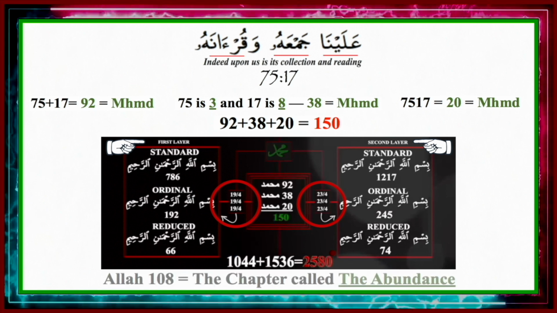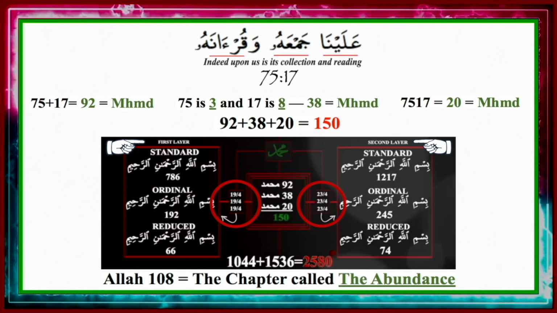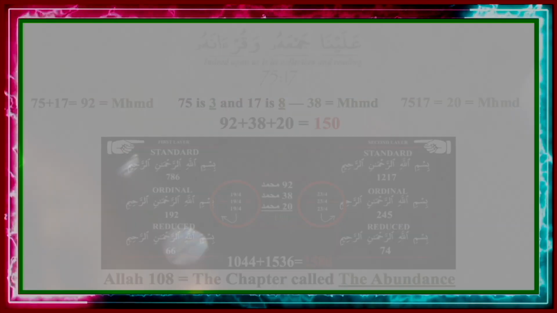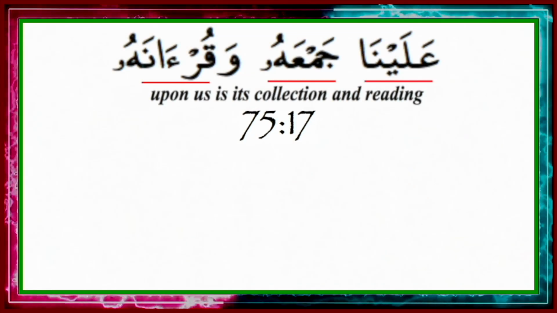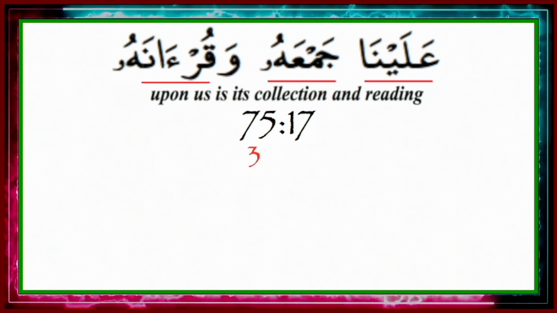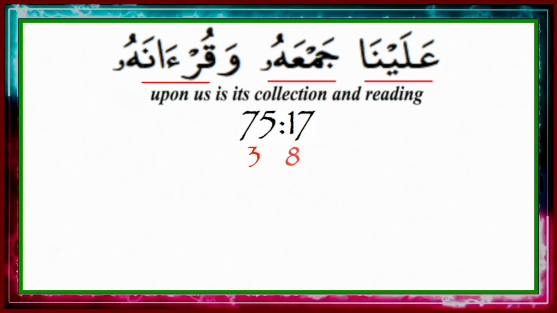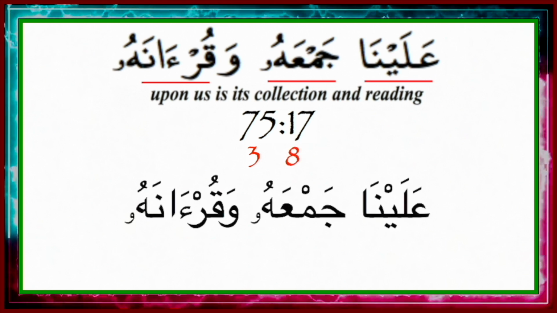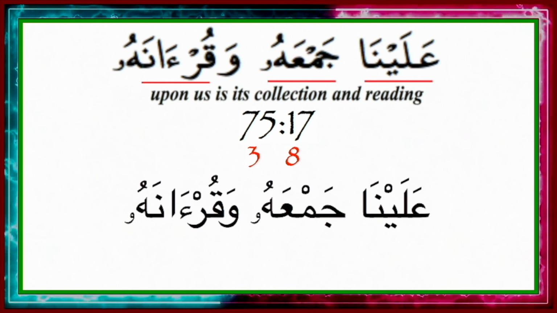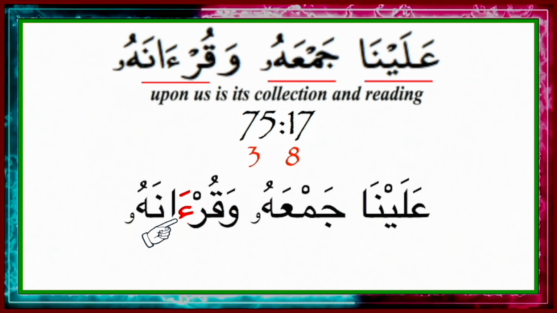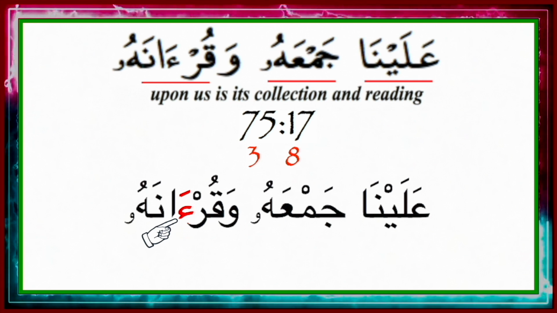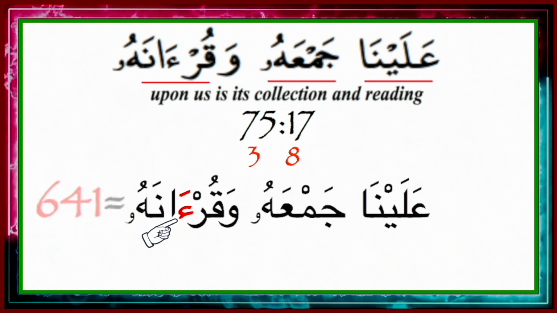Now notice Allah equals 108, and 108 is the chapter called the Abundance, which brings us to the next demonstration. Going back to those 3 Arabic words in chapter 75, verse 17, the 75 is reduced down to 3, and the 17 reduced down to 8, so we make 38. Look at the 3 Arabic words. Which one of these letters does not belong to the 28-letter Arabic alphabet? If you said the Hamza, then you are correct. Lift the Hamza, not remove, but lift to see what it unveils. So by lifting the Hamza from the word, now we have a value of 641.